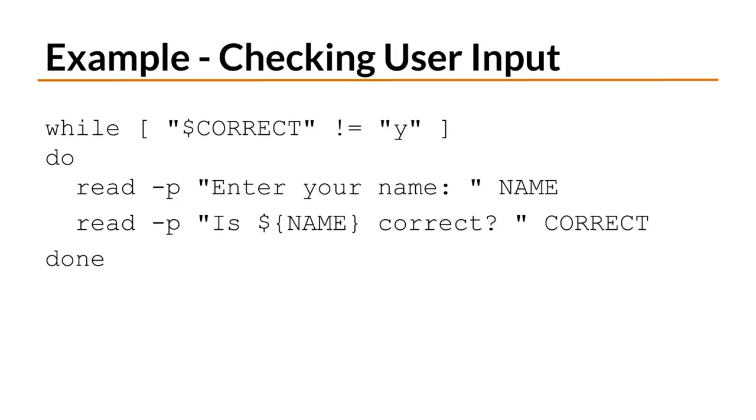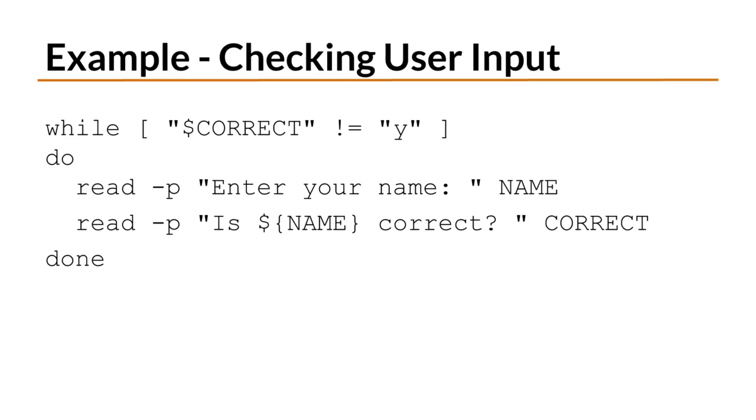Here is an example where user input populates the variable that is being used to control the while loop. Here we are asking a user for a name. The first read command populates the name variable with the user's input. The next read command displays back what they entered and asks them if it's correct. That input is stored in the correct variable. If the user answers anything other than a lowercase y to that question, the loop repeats.